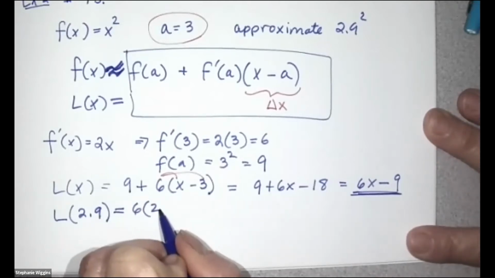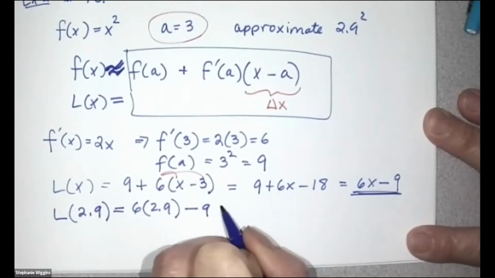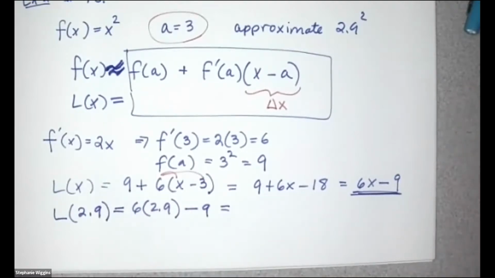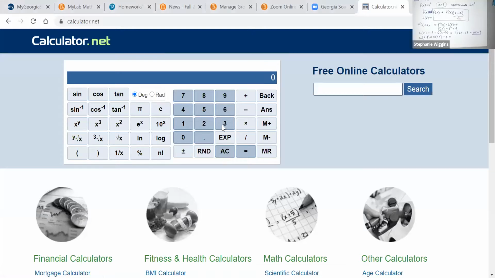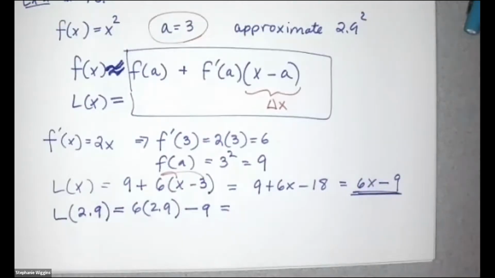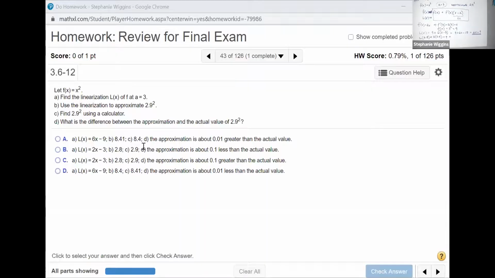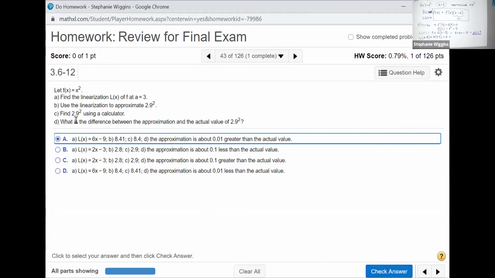So 6 times 2.9 minus 9, and I'm going to go back to my calculator. We have 6 times 2.9 minus 9, 8.4. So, going back to the homework, we see that it's exactly 8.4. So A is the correct choice. And I didn't even have to do part C and D because I've eliminated the other three choices.